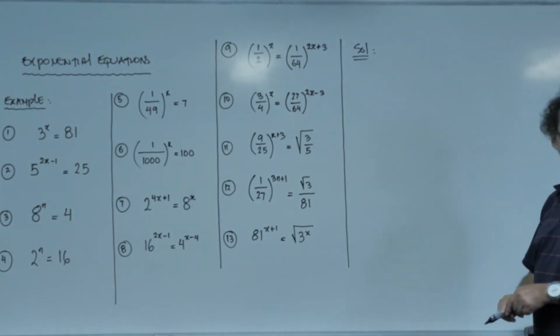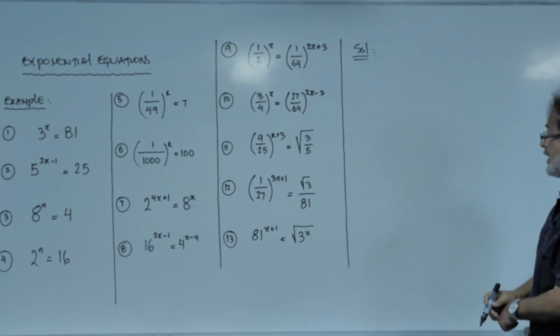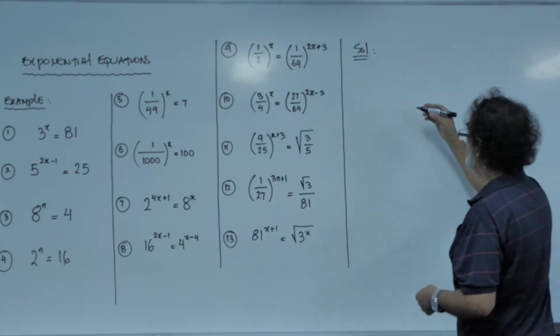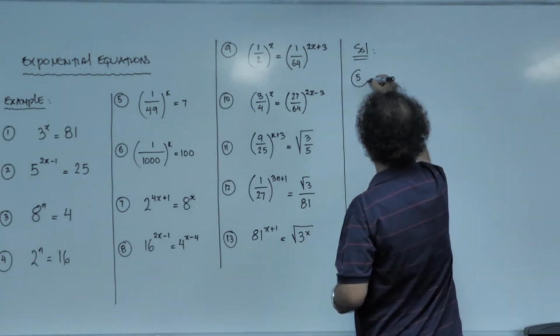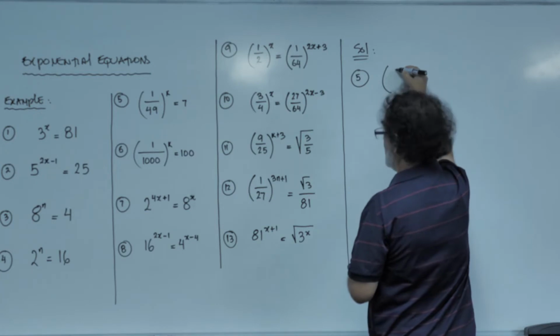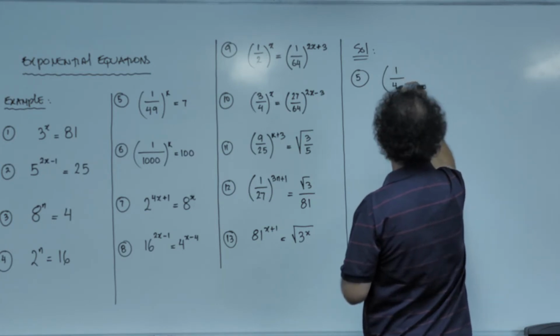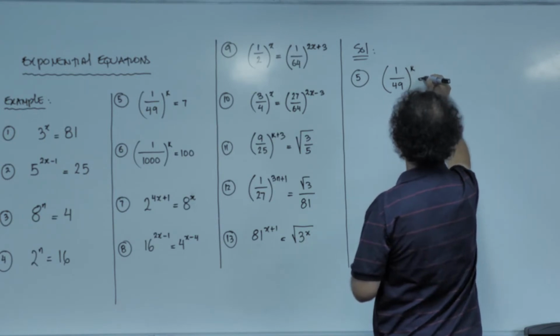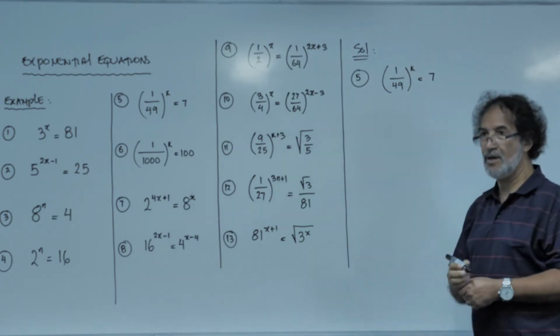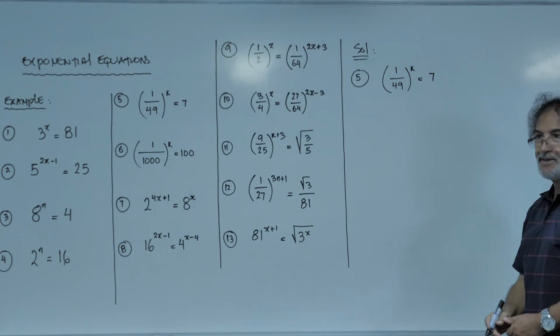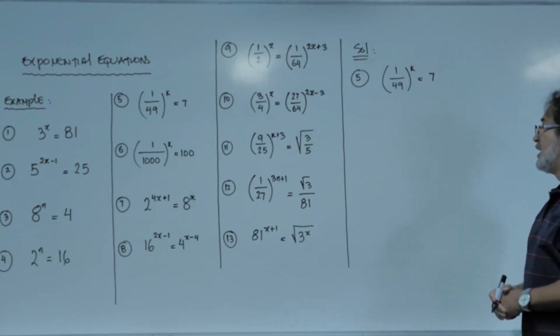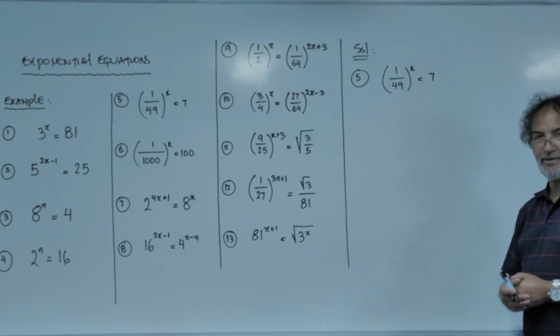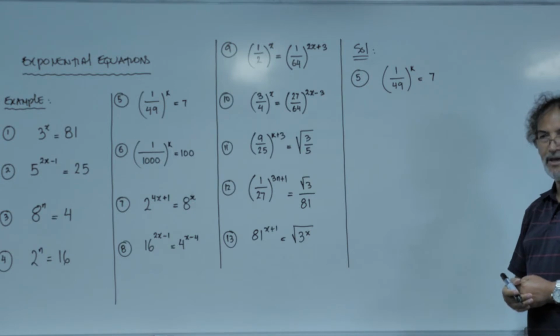All right, so far, so good. Okay, next question is question 5. Question 5 is 1 over 49 to the power of k is equal to 7. Can you see what you have to do? Okay, so tell me, what should we do first?